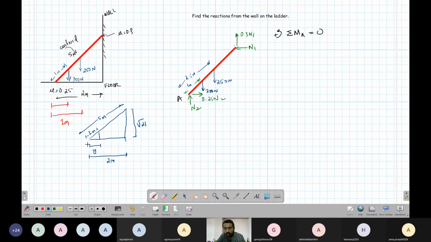Right. Now we want to find this value. So what I will do, I will use this triangle. So if this is alpha, cos alpha is equal to, in the bigger triangle, 2 by 5. In the smaller triangle, it is y by 1. Okay, so y equals 2 by 5 meters. So this is 2 by 5.